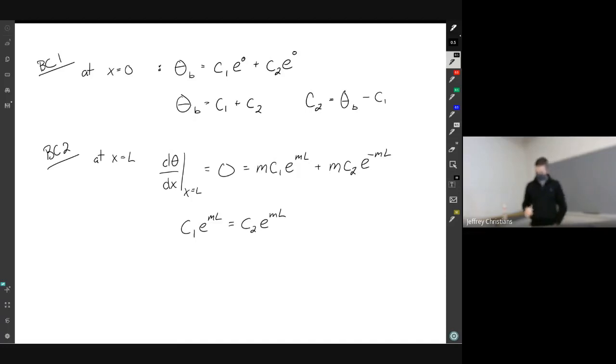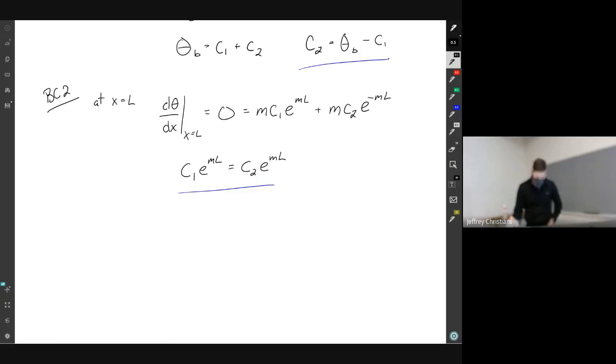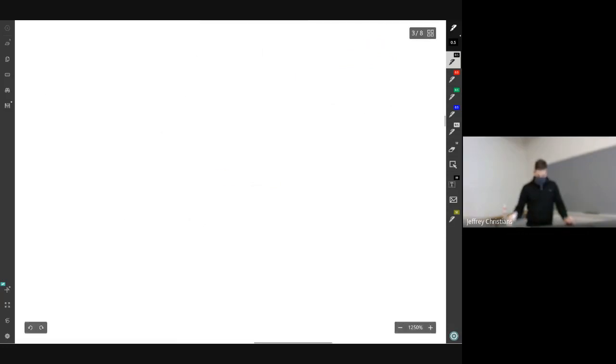Okay, so we have these two different equations. We have this equation up here and this equation down here, so we can combine them together. Then that would be C1 e to the mL equals theta B minus C1 e to the minus mL. Okay, we would get, yikes.